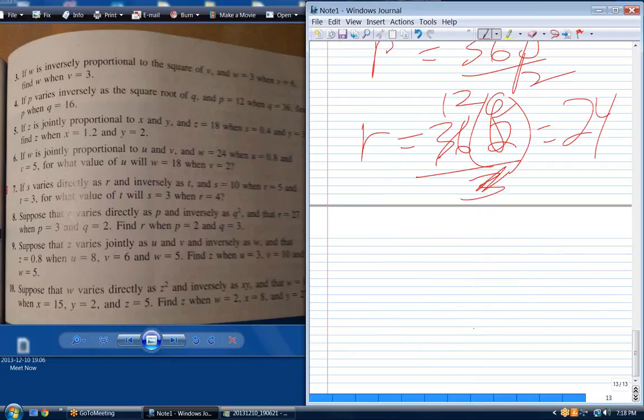Number 9, suppose that Z varies jointly as U and V and inversely as W. So this one be Z equals K times U times V divided by W. Yeah, notice the K is always in the numerator, regardless of whether it varies directly or inversely. So there's no problem ever figuring out where the K goes. And the others, once you get the hang of it, you got it down. Yeah, at first, I had absolutely no idea where any of these went. Okay.